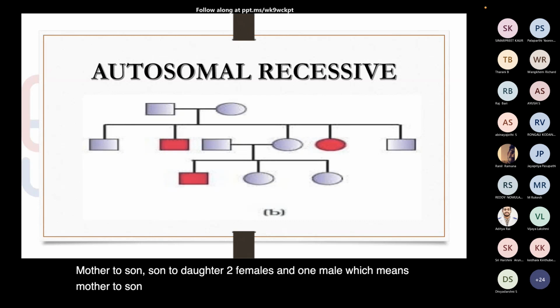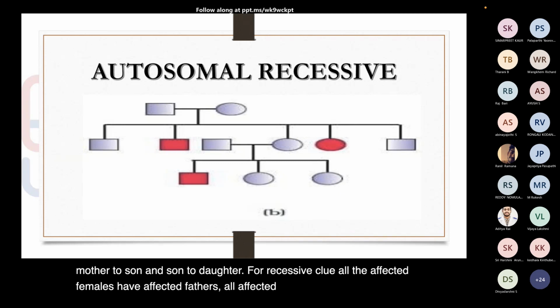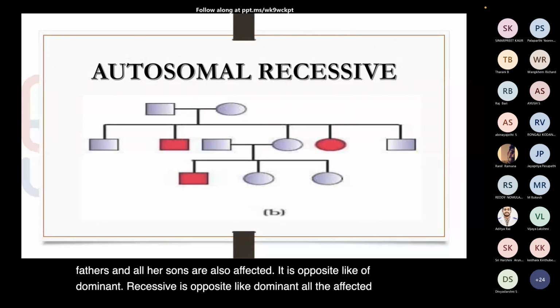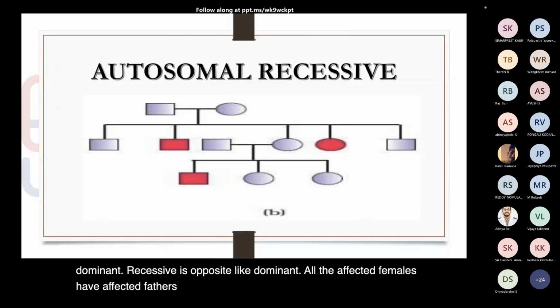For recessive, a clue: all the affected females have affected fathers, and all her sons are also affected. It is the opposite of dominant. The recessive is opposite to dominant. All the affected females have affected fathers, and all her sons are also affected, which means the female will be common here.